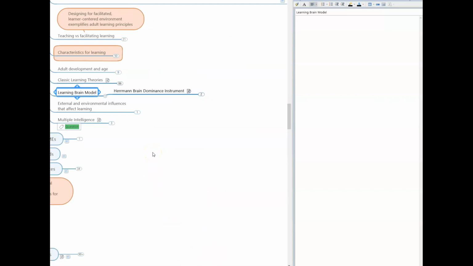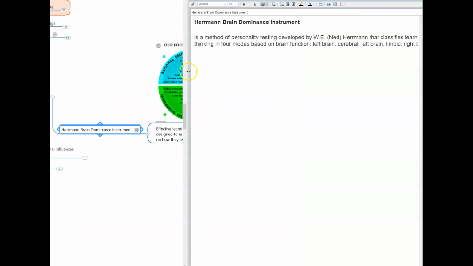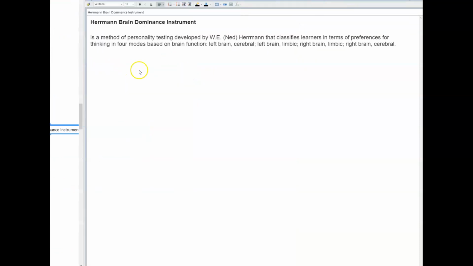Learning brain model. Herrmann's brain dominance instrument. Now there are 4 different cells, and I remember this with Herrmann because his name is spelled with 2 R's and 2 N's. It's the Herrmann brain dominance model, and it's a method of personality testing developed by Herrmann that classifies learners in terms of preferences for thinking in 4 modes based on brain function: left brain, cerebral; left brain, limbic; right brain, limbic; right brain, cerebral.